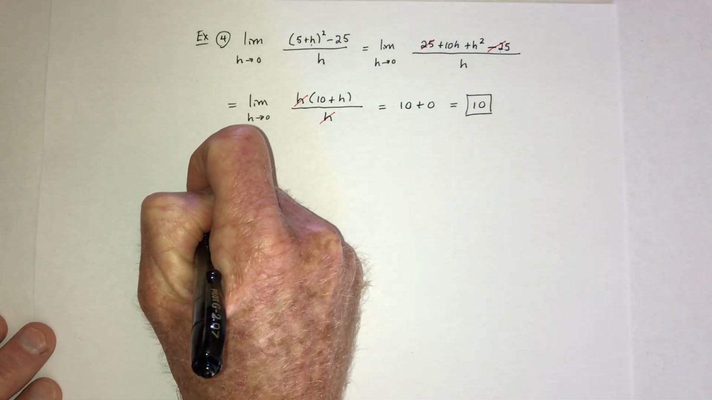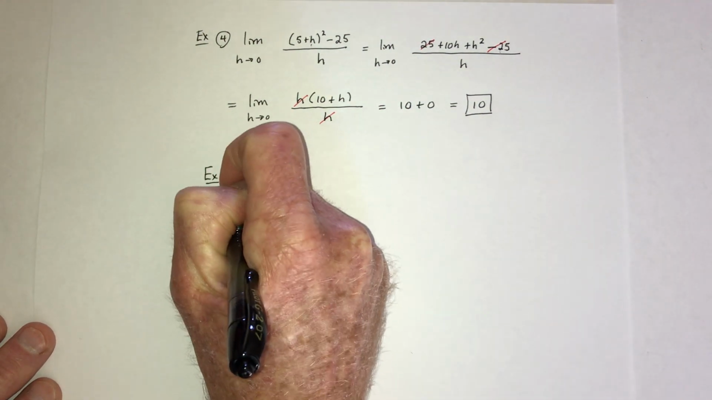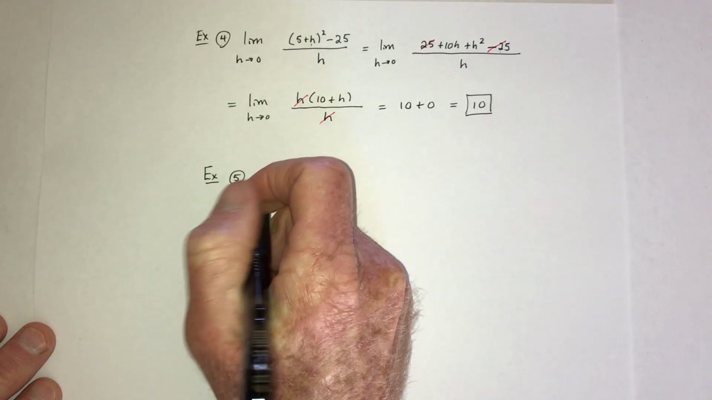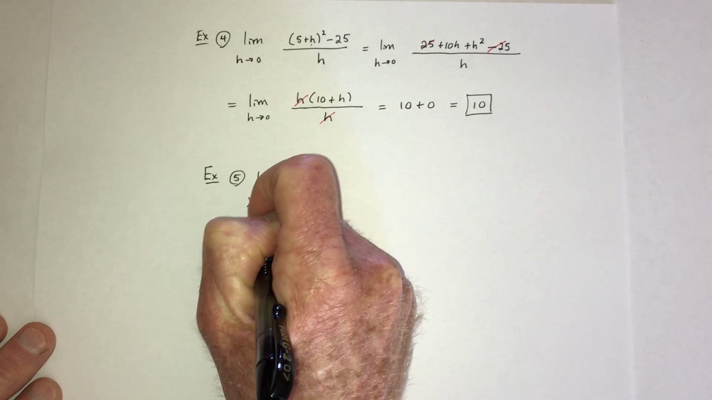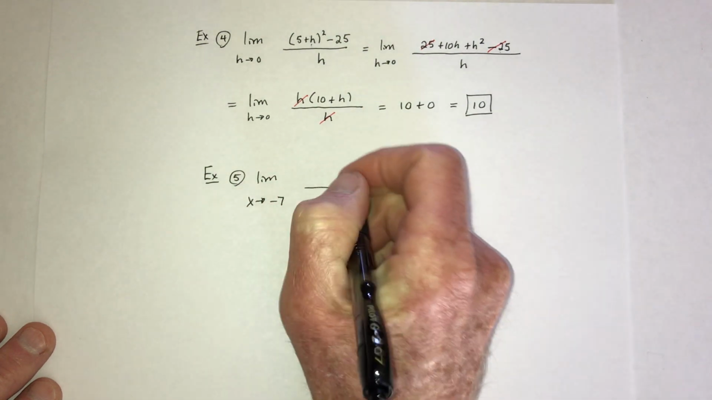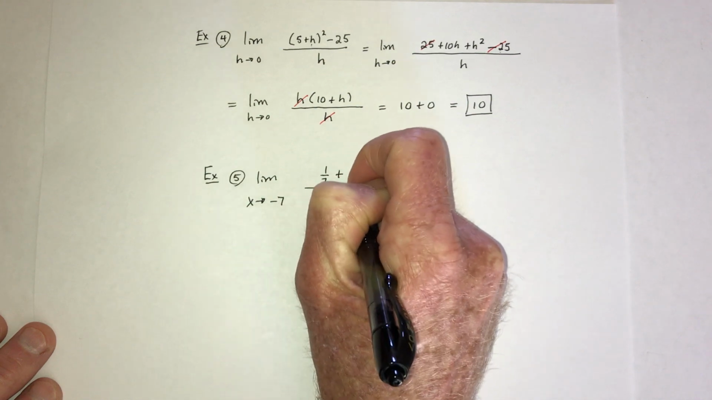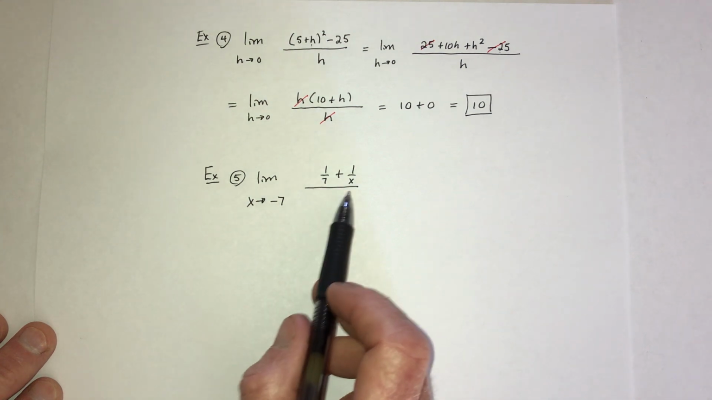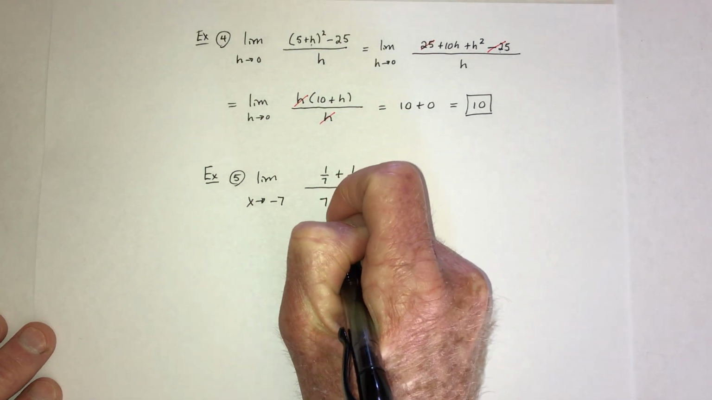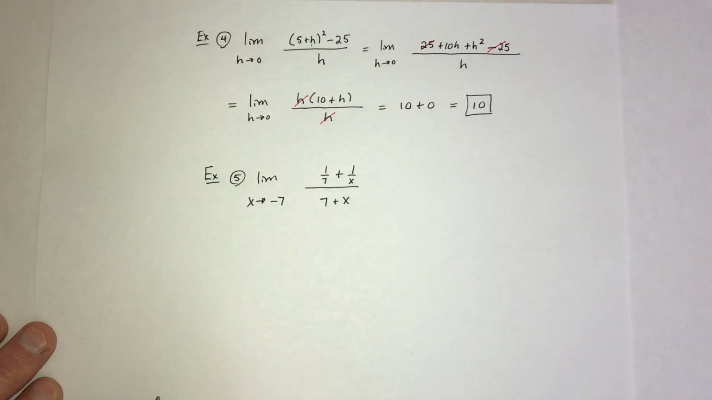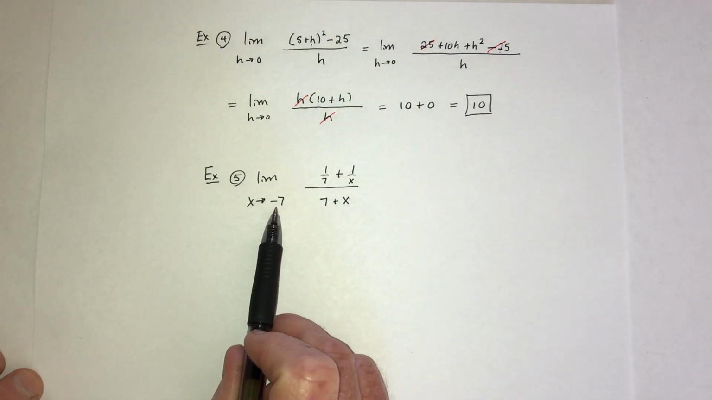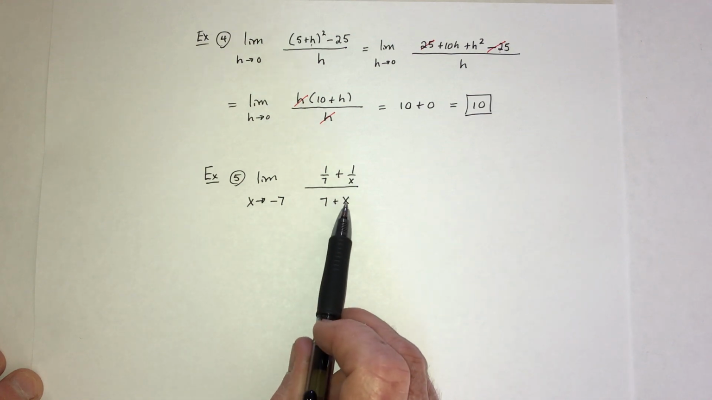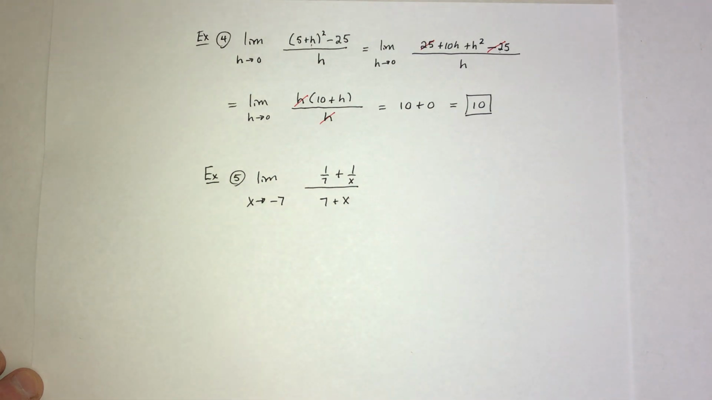Now let's try a different one. So like I said, I'm trying to cover every possibility. The next one is, what if it has compound fractions? So the whole thing is a fraction, and then it's got fractions within that fraction. So if x is approaching -7 and this becomes a -7, that means you've got division by 0. So once again, do algebra.